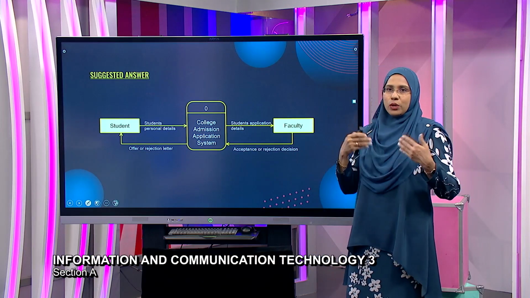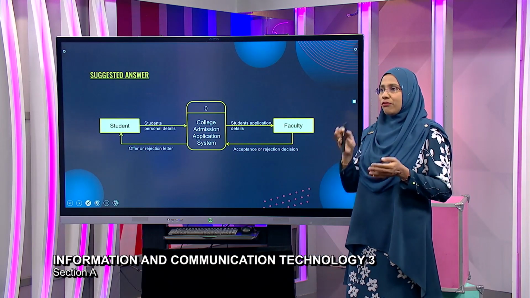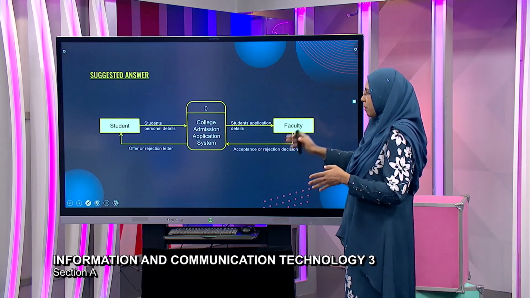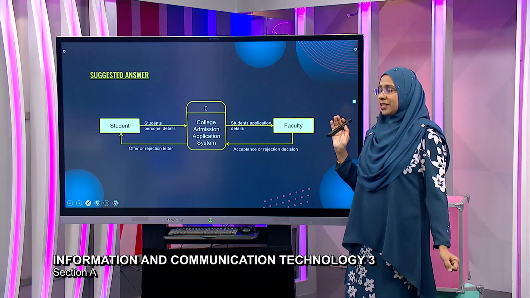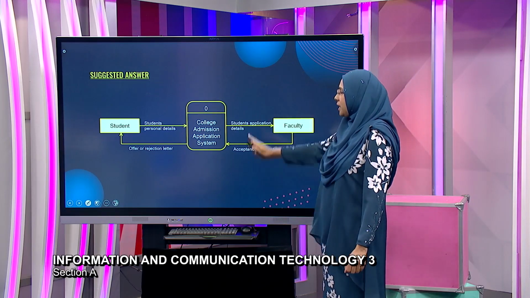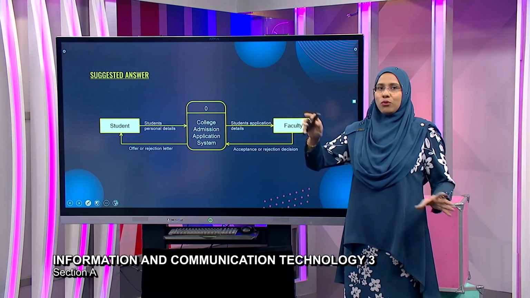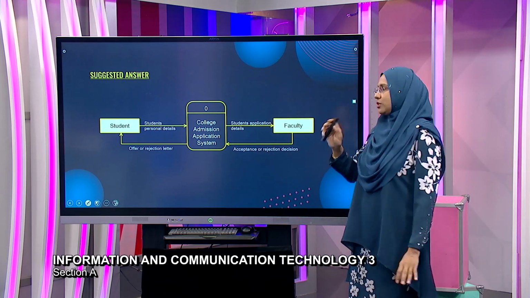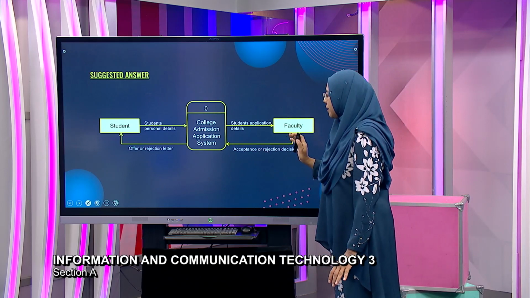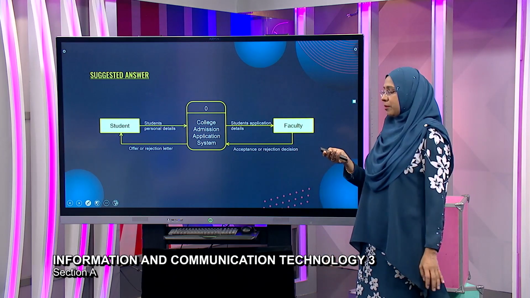Maybe the question will ask for a data flow diagram. This is another part of this. A data flow diagram is much longer. You have to split this into a few more processes. So it will be longer. So I won't discuss the data flow diagram here.